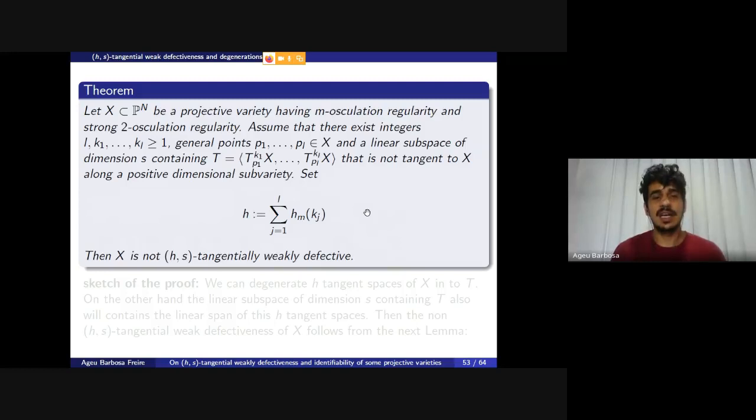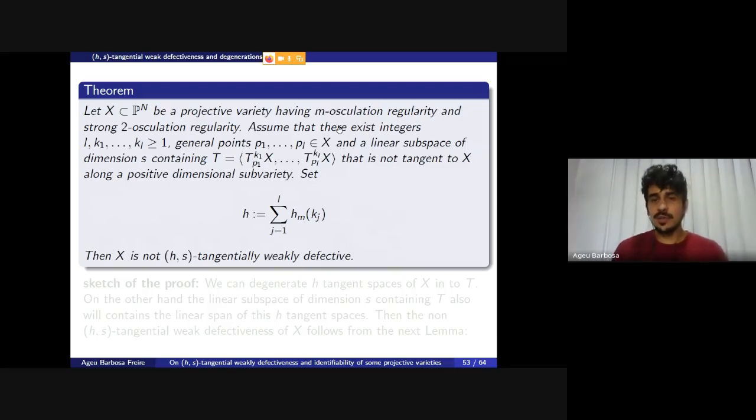study the h-tangential defectiveness using degenerations. The theorem states that if we have X as before, and we assume that X has n-osculation regularity and strong 2-osculation regularity, then we also assume that there exist integers l, k1, ..., kl, which will be greater than or equal to 1. And also we take l general points in X. And finally, we assume that there exists a linear subspace of dimension s that contains T, where T is the span of these osculating spaces in here.